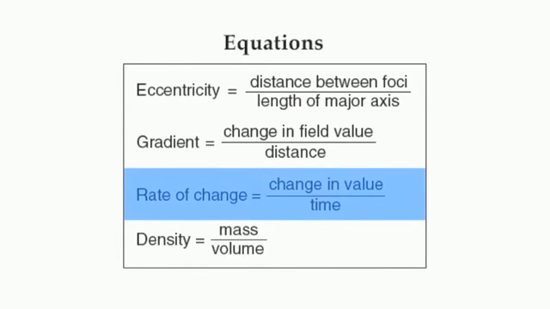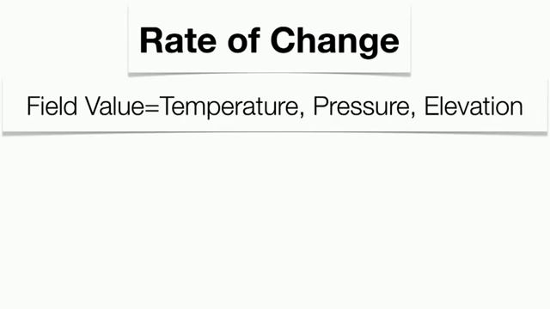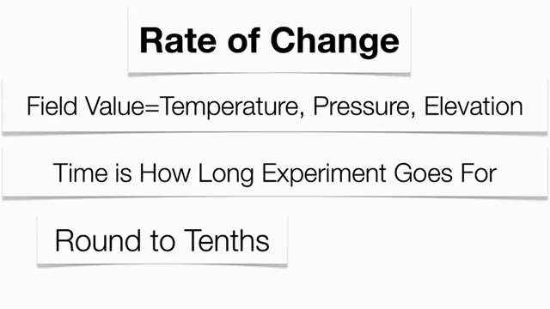The third one is going to be rate of change. This is very similar to gradient. It's a change in field value divided by time now. So a lot of times you're going to use rate of change in experimental situations. So with the rate of change, again, field value could be temperature, it could be pressure, it could be elevation, just like when you're dealing with gradient. But in this case, you're dealing with how long an experiment is going to go for. You're going to round to the tenths, and in this case, you can have a unit like degrees Celsius per minute. How much temperature change did you get over a 10-minute experiment? You can use your units as degrees Celsius per minute.